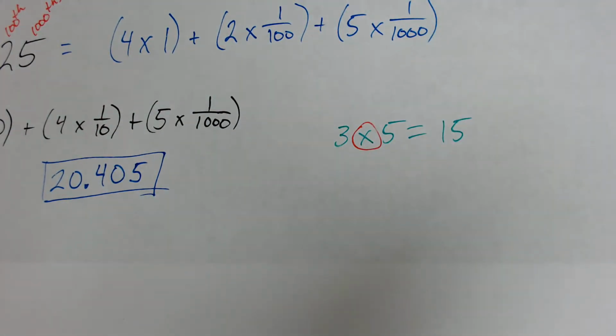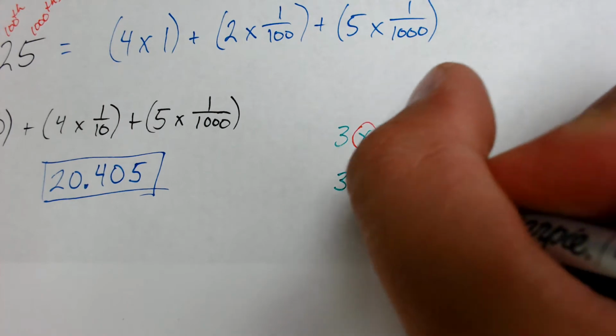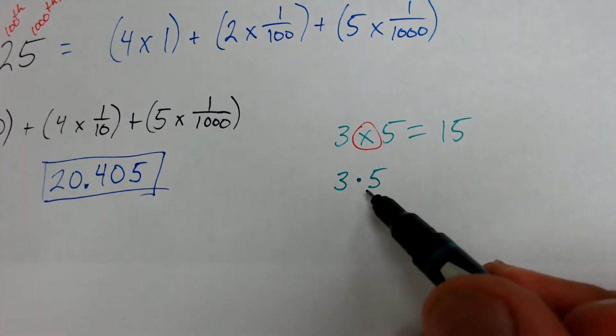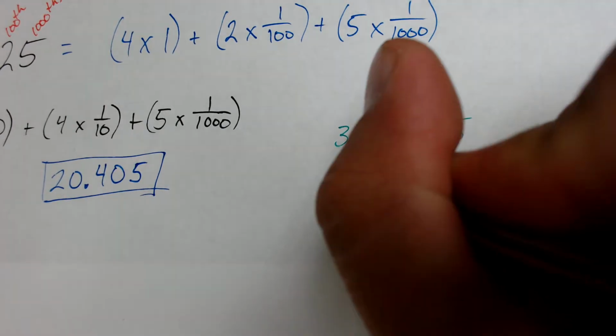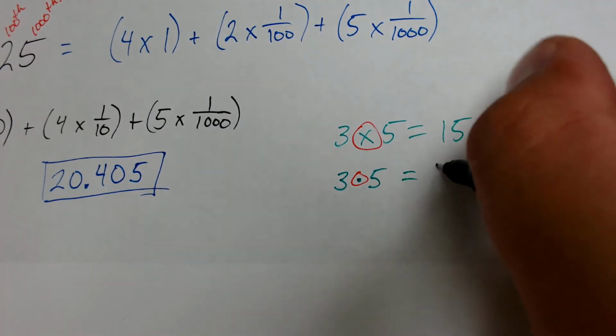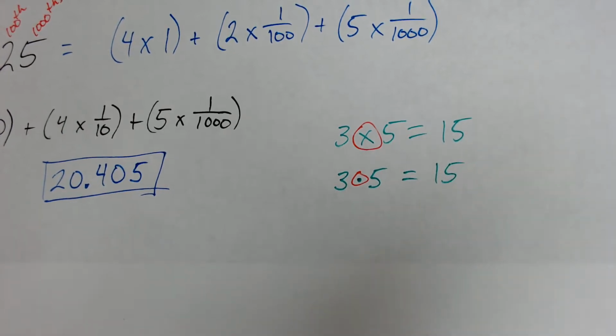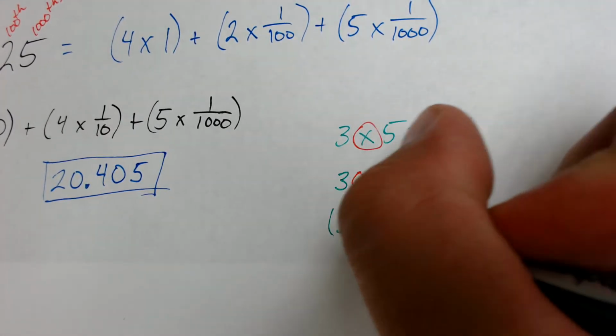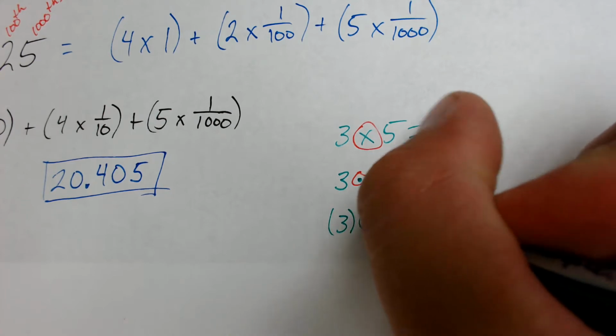But there are other symbols that we also use. For example, we could also use 3 dot 5, right? That dot is the exact same thing as the x. It means multiply. So if you ever see 3 dot 5, that means 3 times 5, which gives us 15. Another way we can do it is with parentheses. So when we have parentheses and 2 sets of parentheses are touching, or a number is touching a set of parentheses, that means multiply. So the first form would be parentheses 3, parentheses 5.